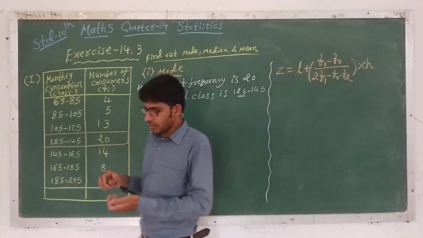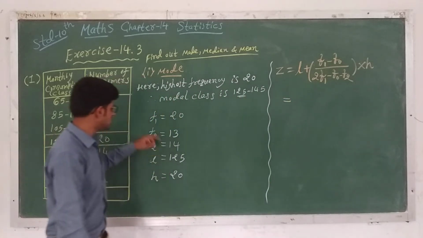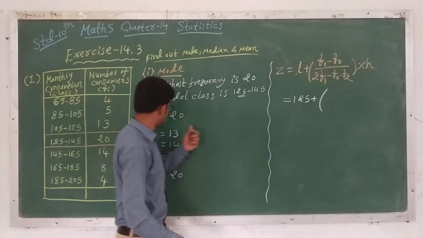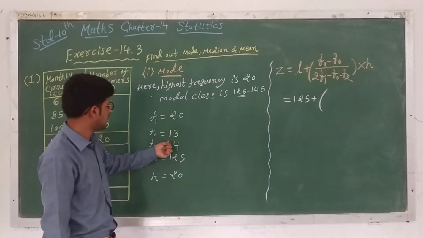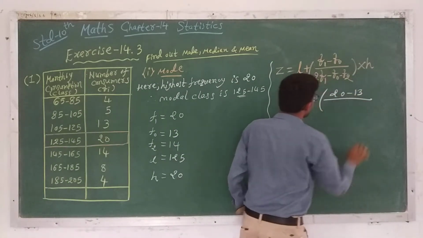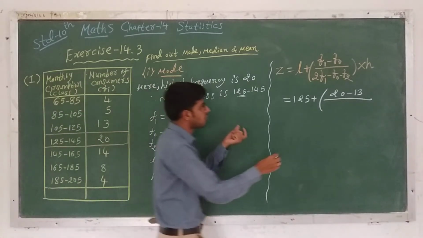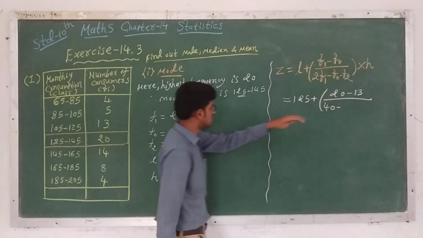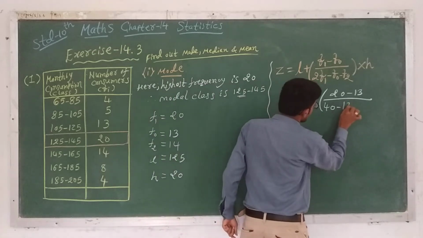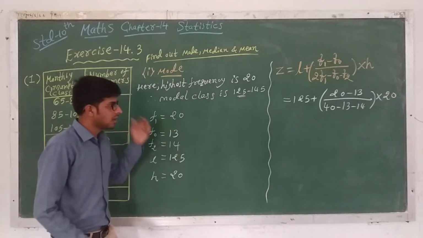Now we have to put the values of F1, F0, F2, L and H and simplify it. So the value of L is 125 plus F1 is 20 minus F0 is 13. So write down 20 minus 13 whole divided by 2F1. So we have to multiply 2 by F1. 20 into 2 is 40. So 40 minus F0 is 13 minus F2 is 14, multiplied by H, which is 20. Okay. Now simplify it.